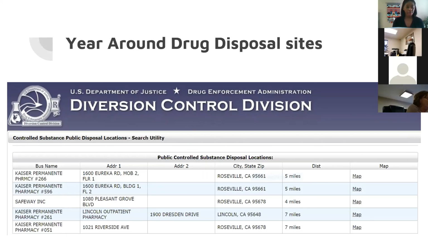There's also Safeway on Pleasant Grove Boulevard that allows you to do the same thing. They just have disposal bins within the pharmacy or near the pharmacy where you can drop those medications off.